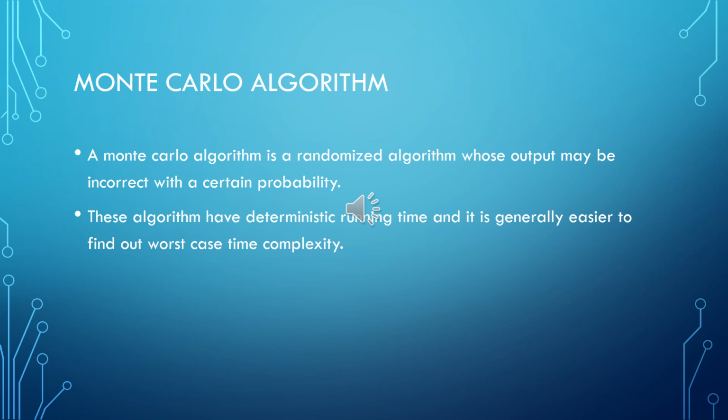A Monte Carlo algorithm is a randomized algorithm whose output may be incorrect with a certain probability. This algorithm has a deterministic running time, and it is generally easier to find the worst case time complexity.